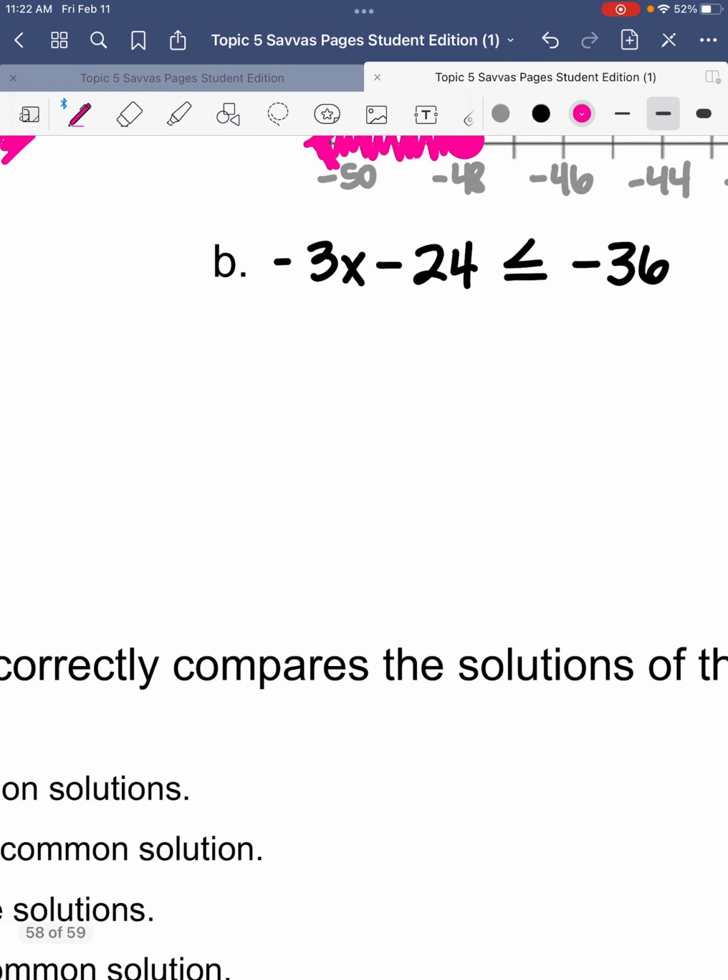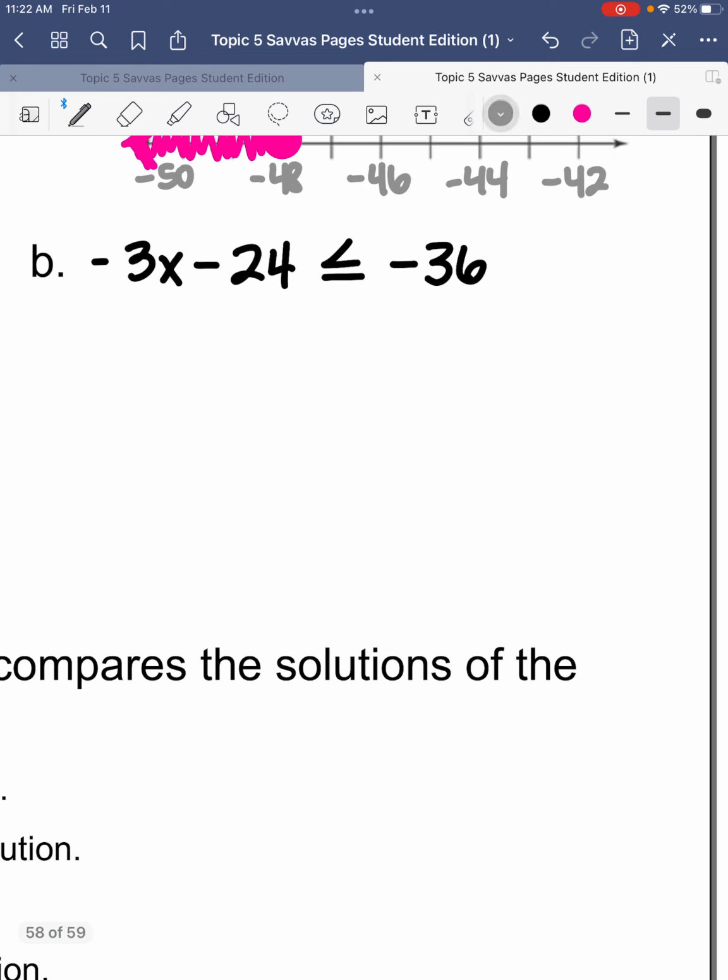Okay, now let's look at B. So I'm going to solve this inequality. Draw my line through my inequality symbol.